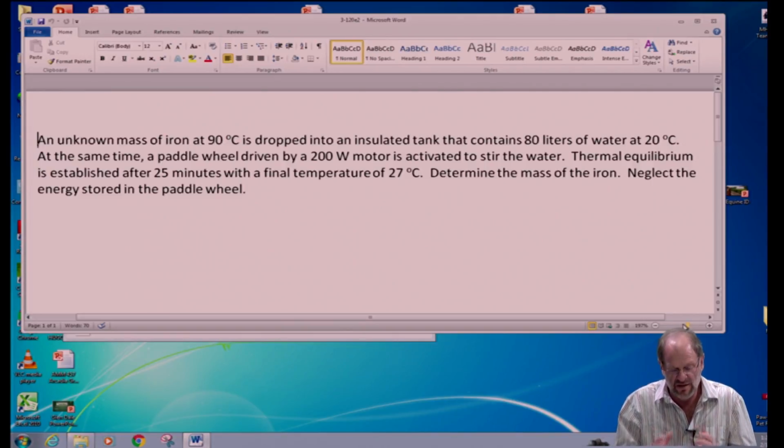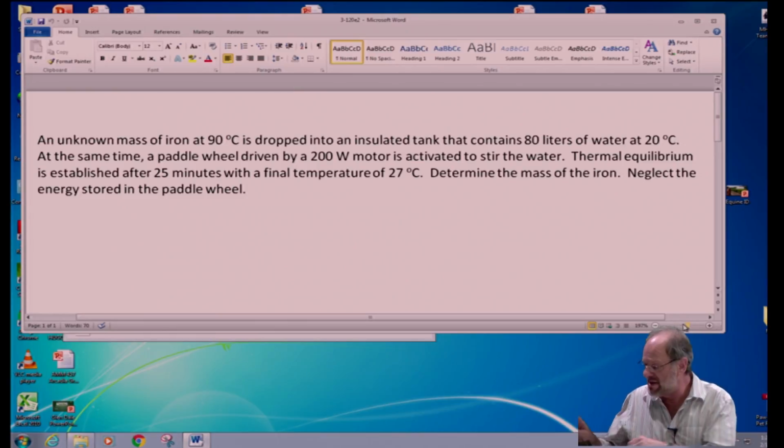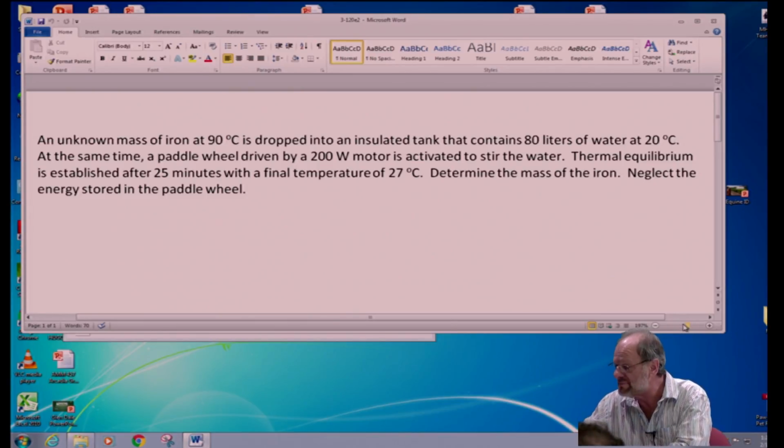So at that point, the final temperature of the iron and the final temperature of the water are both the same, at 25 degrees C. And you're trying to estimate the mass of the iron. Also, the paddle wheel might have some energy stored in it. Let's just ignore that. We'll assume that we have a system that's just water and iron. So that is our example problem.